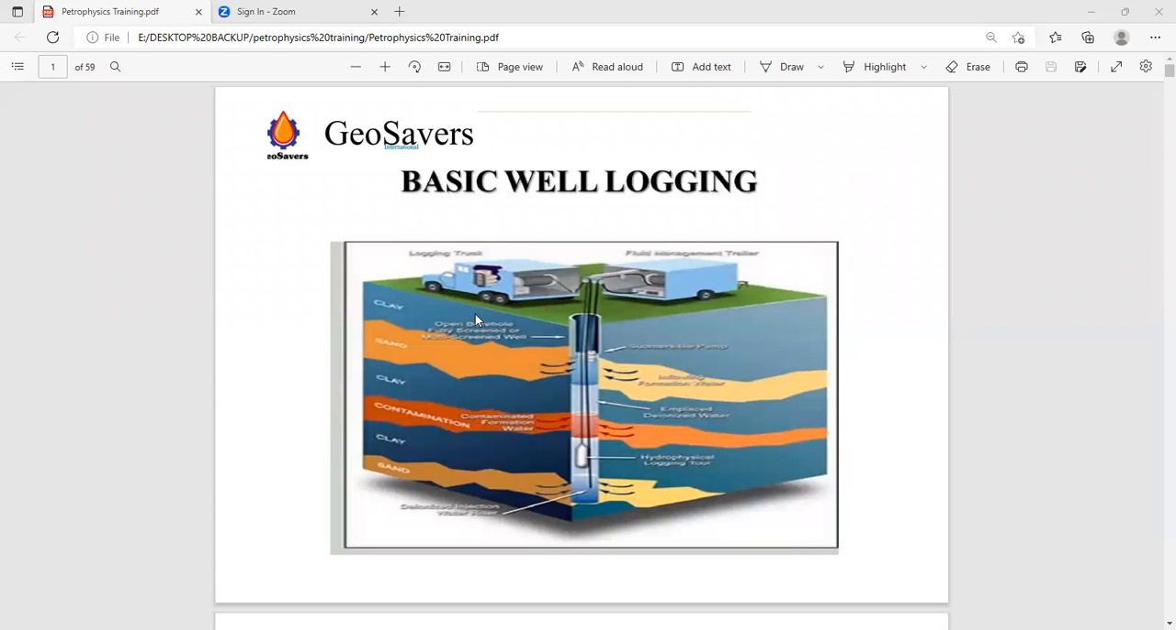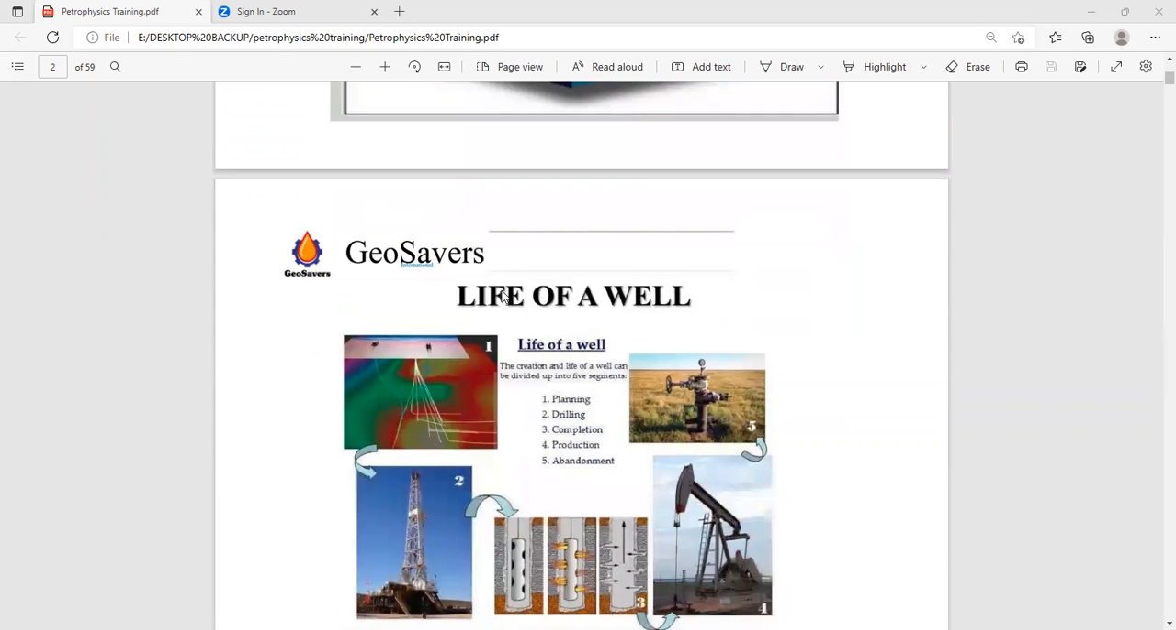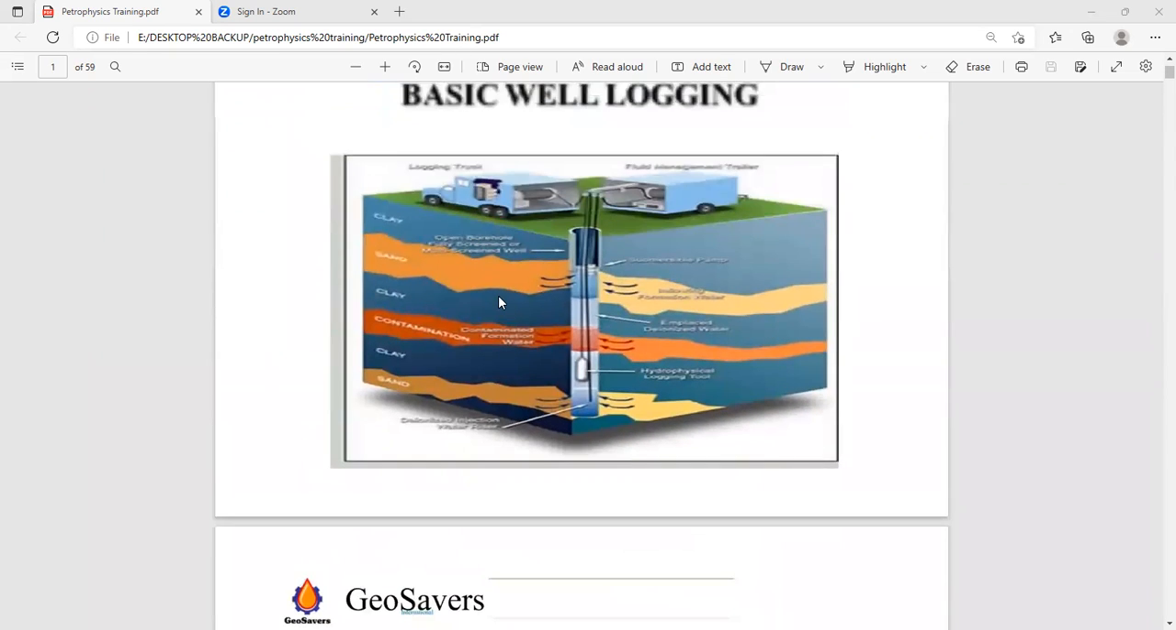Okay, you are all welcome to this prelude section of petrophysical analysis, which is part of formation evaluation. So we are going to, for the first day, have a brief introduction about petrophysical analysis.